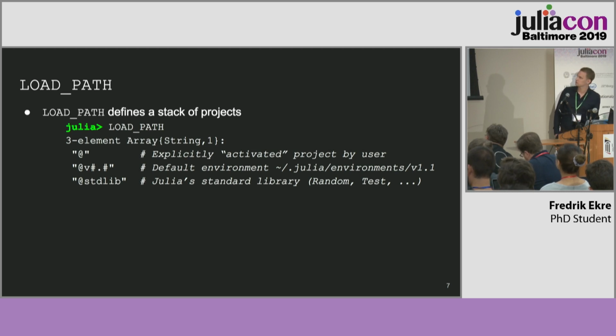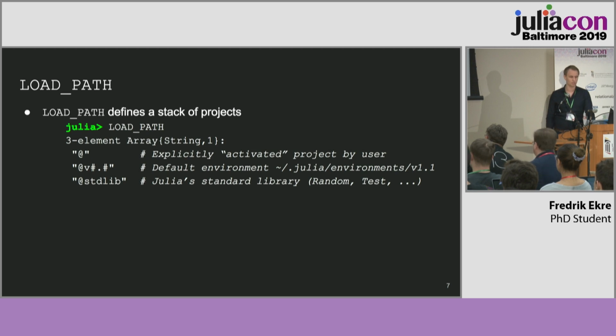So by default, it looks like this. It's an array of strings. The first one is just an @, which is if you have explicitly activated or selected the project yourself. And the second entry is what you get by default, so it expands to the current Julia version. And the third entry is the Julia standard library, where the standard library packages are located, like Random and Test and LinearAlgebra and so on.